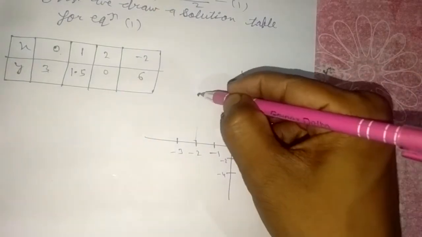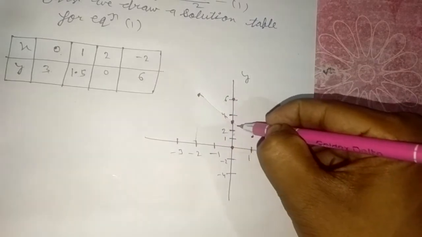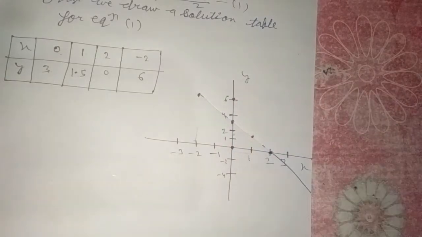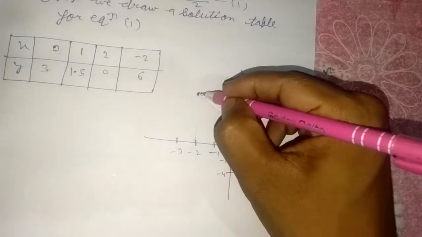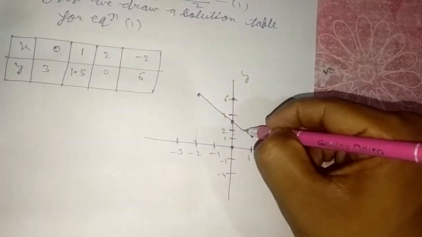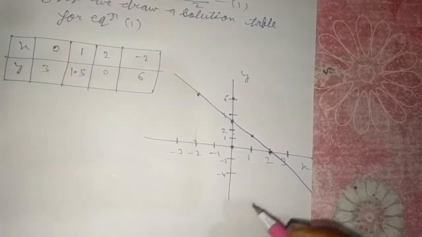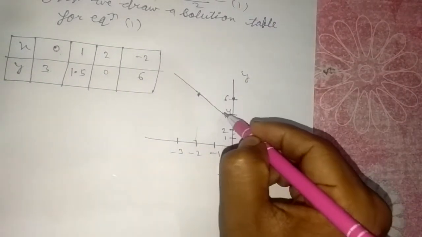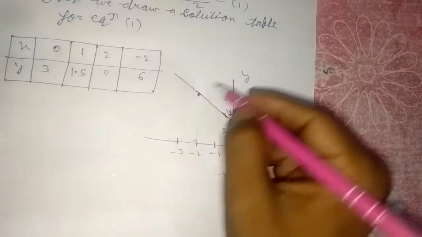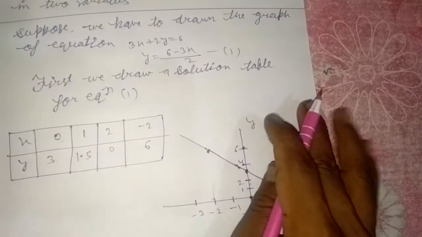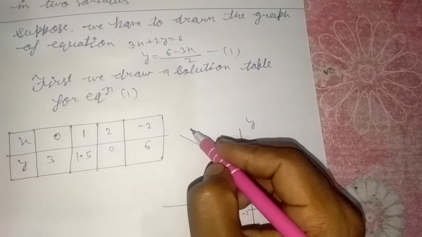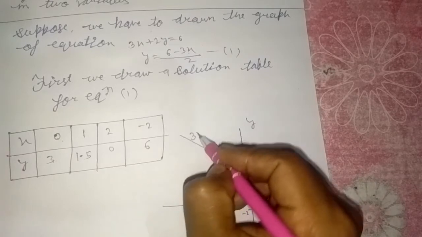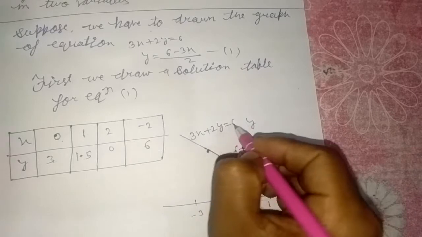Whenever you join these 4 points, you will get a straight line. So you can say this straight line represents the linear equation in two variables x and y, 3x plus 2y equals 6.